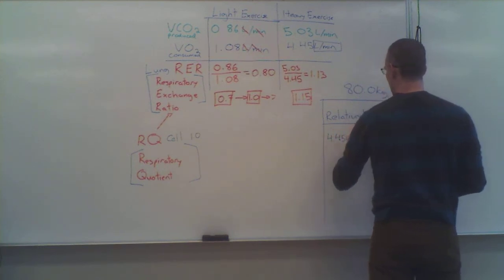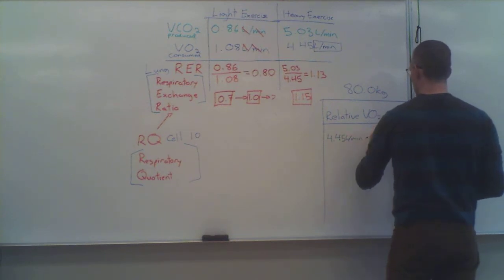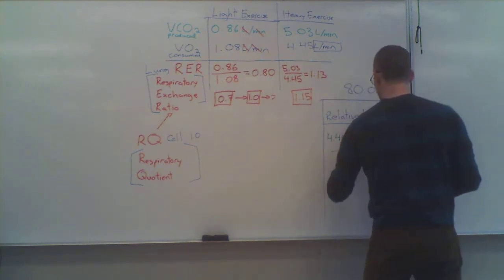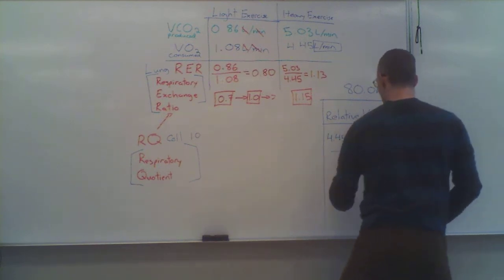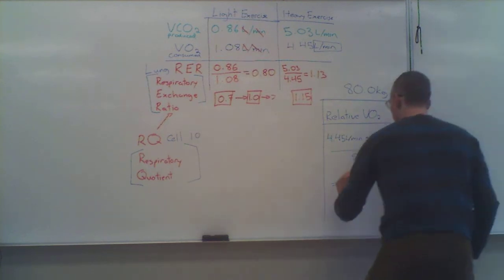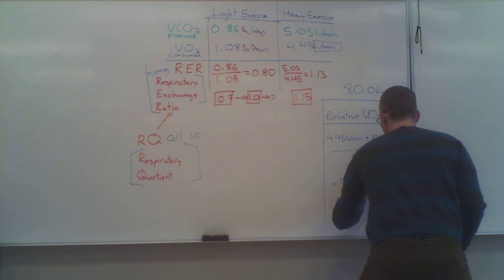So we take the absolute amount, we convert it into milliliters. So we multiply this by 1,000 milliliters per liter, and we divide that by the body mass of 80 kilograms. And in this case, during heavy exercise, we would get a number of 55.6 milliliters per kilogram per minute.